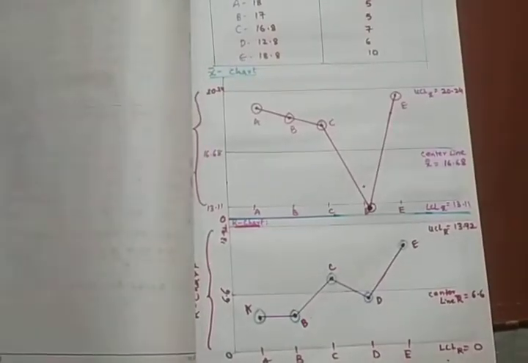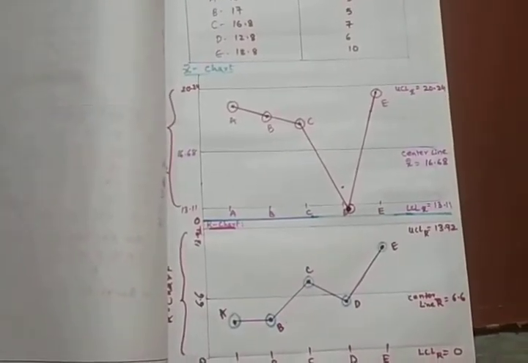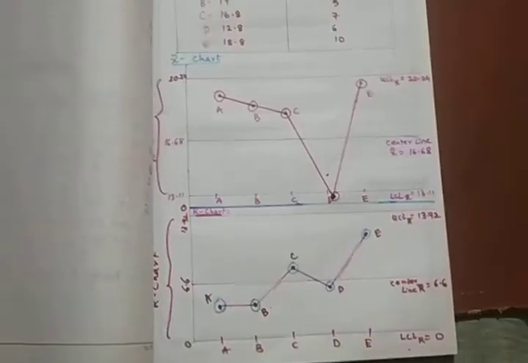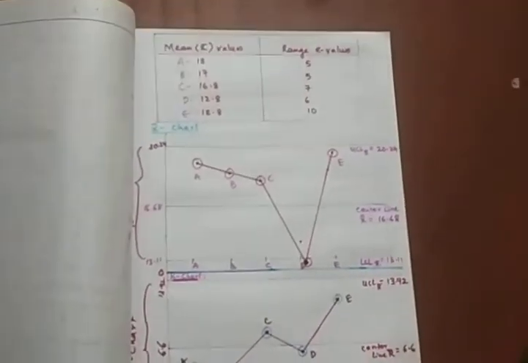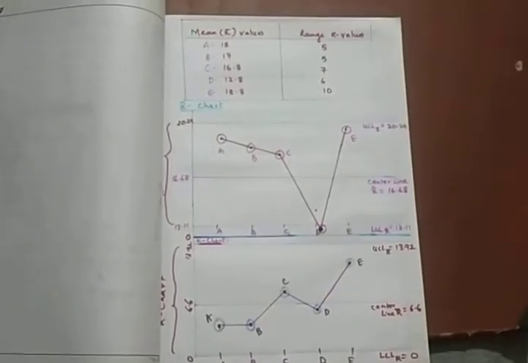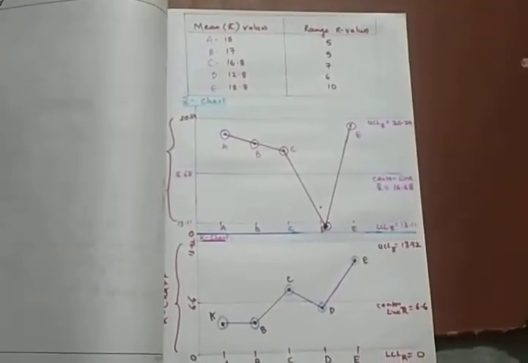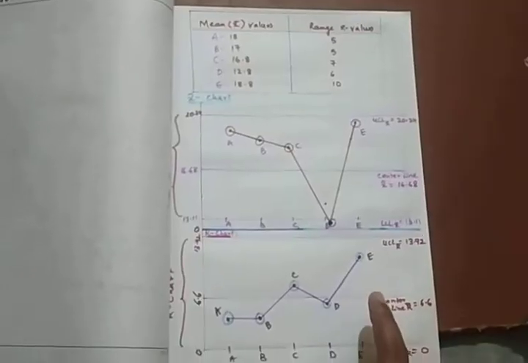Only thing is you need to remember the upper control limit, lower control limit and center line. The center line will be the grand average and the average of ranges, whereas UCL and LCL are calculated according to the formulas. So this is the way we need to plot the control charts, and we need to conclude whether the process is in control.